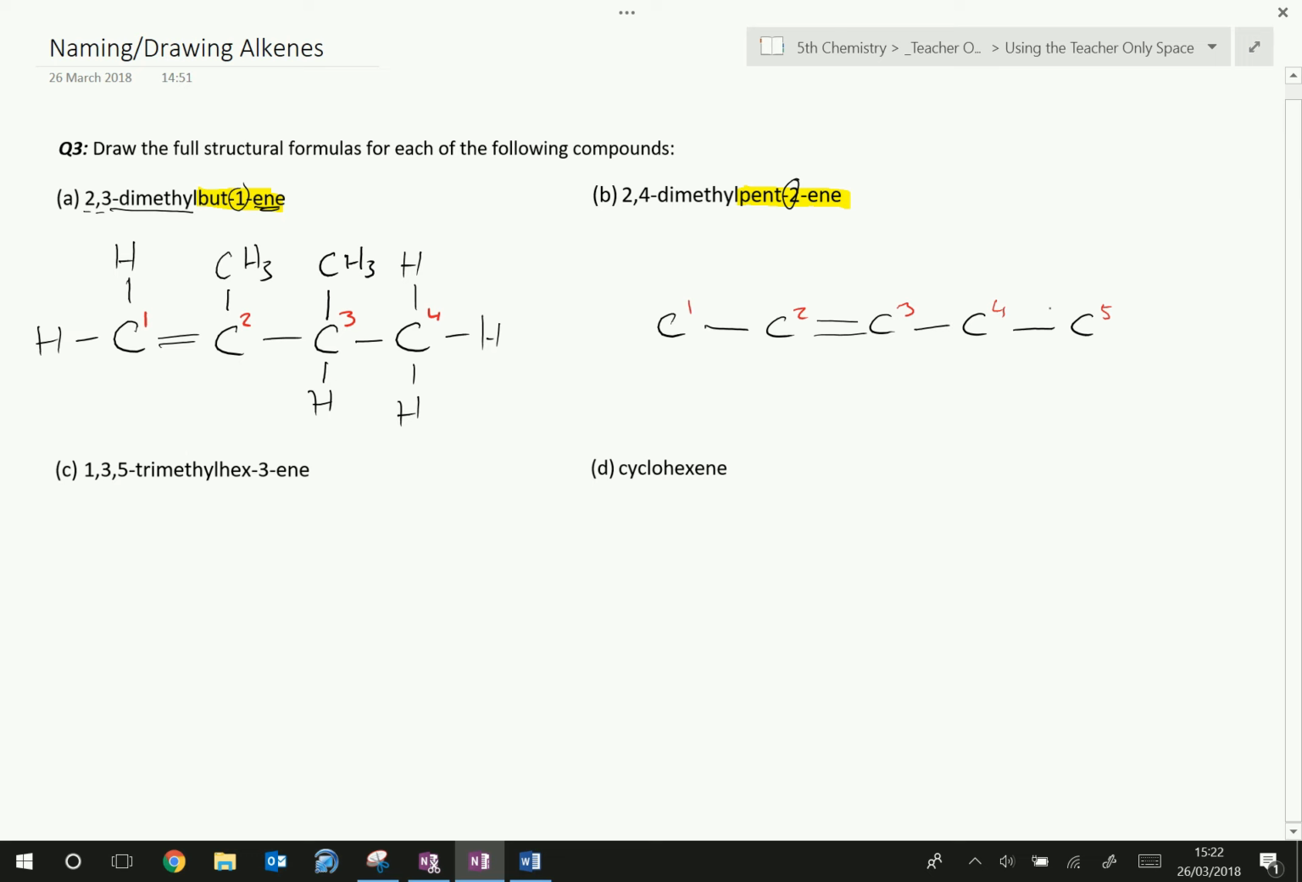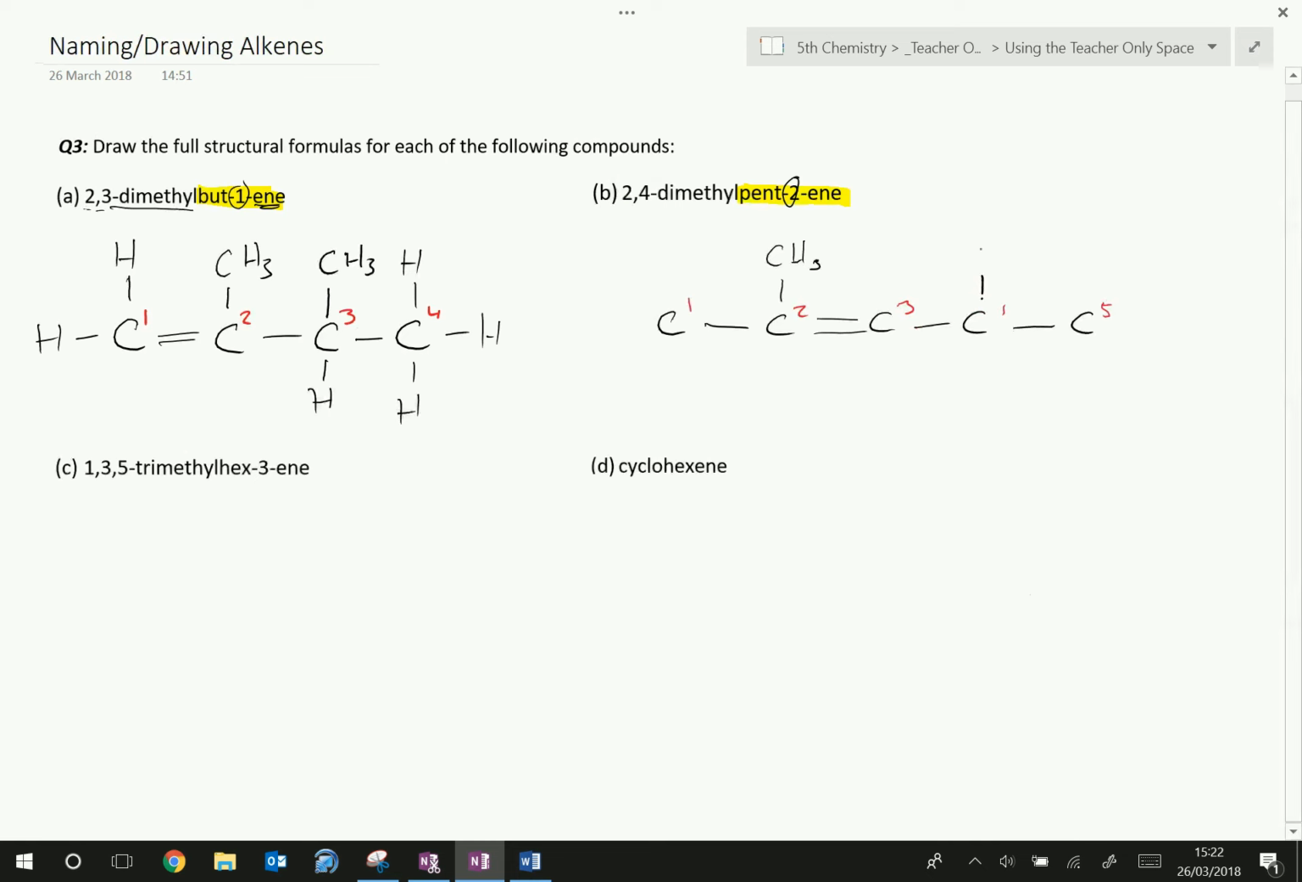I now need to add my branches in, and I see that I have 2,4-dimethyl. So I have 2 methyl groups, one on the second carbon and one on the fourth carbon. Sorry, something wrong with this pen. So I'll just fix my 4. And then we can go on from there. So that's all the branches done. That's my parent alkene done.